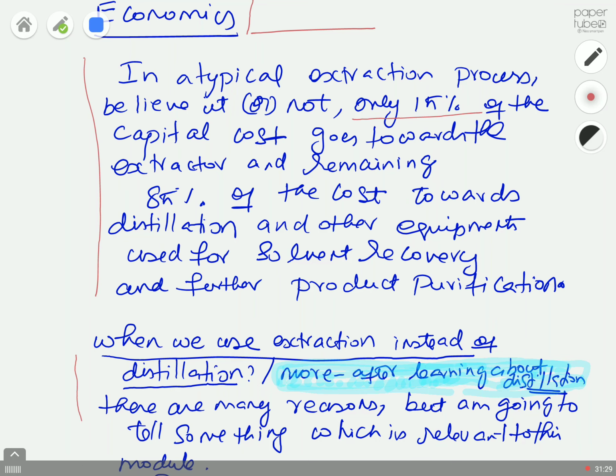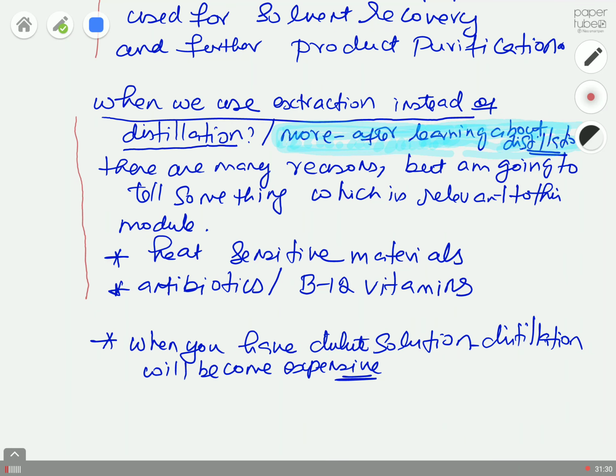I just put a small note here about when we use extraction instead of distillation. Obviously we haven't discussed distillation so far, so we will come back to this. We are going to learn many things about distillation once we finish this topic of liquid extraction. For the moment I will quickly say there are a few good reasons that you should know. I already mentioned this one.